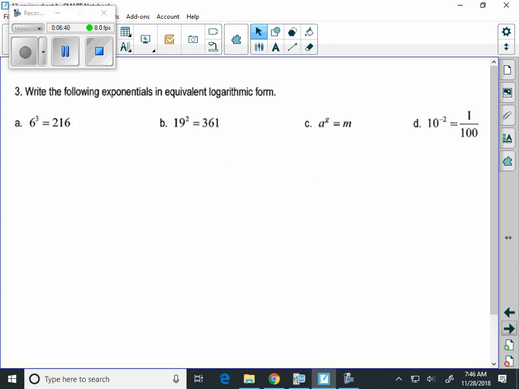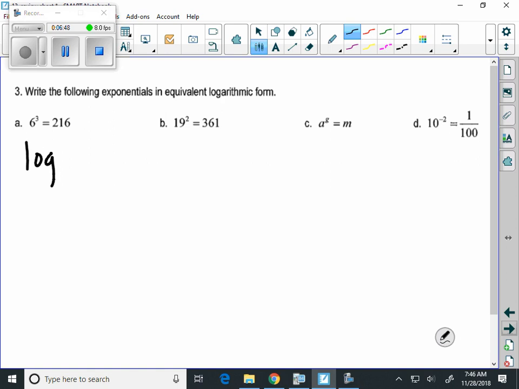We can go the other direction as well. Write the following exponentials in equivalent logarithmic form. Well, the first number on this one is going to be log base 6. Remember, we dropped that 6 down. Whatever the logarithm equals is the exponent. The exponent in this problem is a 3, which means that the 216 must go here.